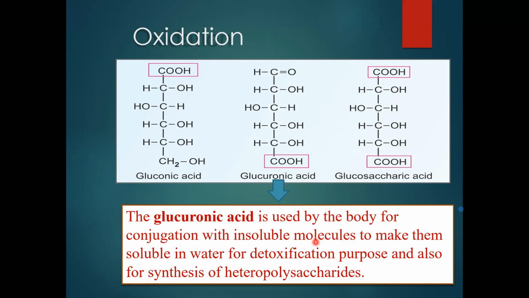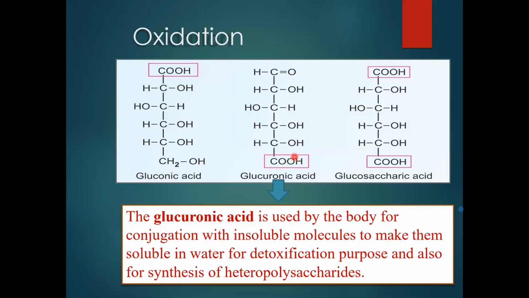When the glucose molecule is reacted upon by strong oxidizing agents like nitric acid, both the CHO and the CH2OH groups get converted to COOH, thus leading to the formation of glucaric acid. And if we use a different oxidation, we will form glucuronic acid, where only the CH2OH group gets converted to COOH.